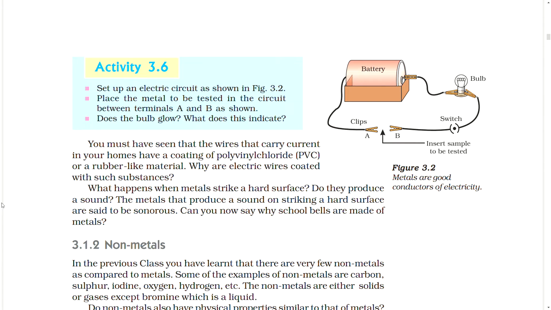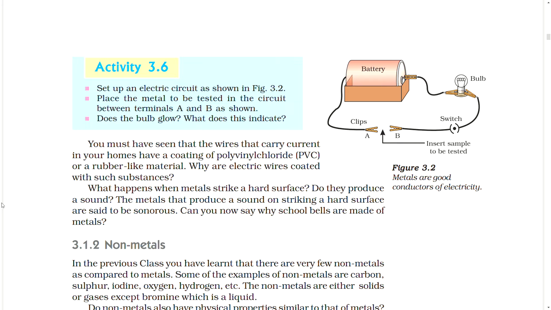Activity: set up an electric circuit as shown in the figure. Place the metal to be tested in the circuit between terminals A and B as shown. Does the bulb glow? What does this indicate? Figure: metals are good conductors of electricity. You must have seen that the wires that carry current in your homes have a coating of polyvinyl chloride (PVC) or a rubber-like material.